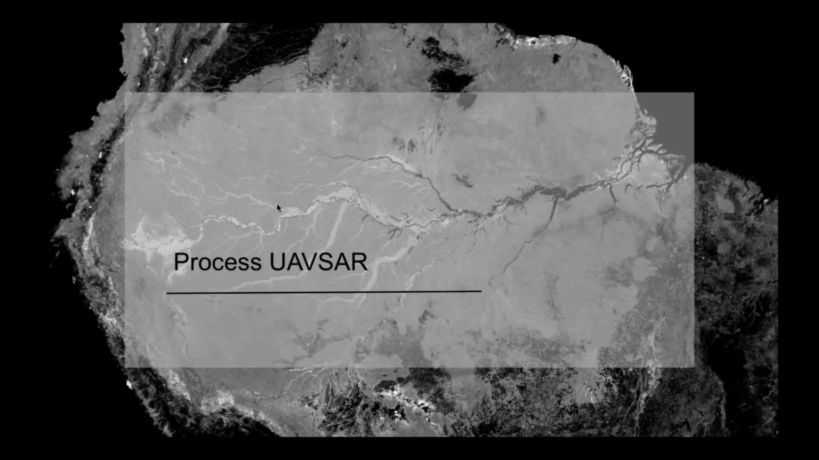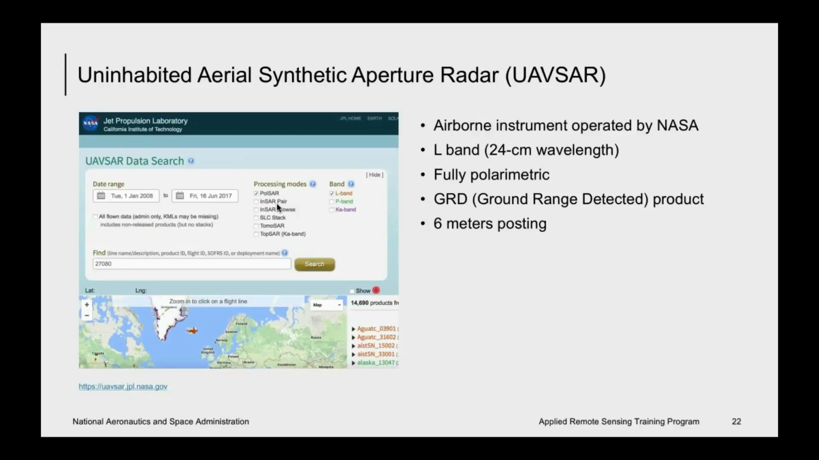The UAVSAR processing requires more work, but you also get more interesting results because you have four polarizations. Since this is new, I'm going to go into more detail with you today. So UAVSAR is the uninhabited aerial vehicle synthetic aperture radar. It's an airborne instrument, so it's a radar that's flying in the belly of an airplane. It's an L-band radar, so the wavelength is bigger than Sentinel. It's fully polarimetric, so four polarizations. And we are using the GRD product, meaning it's geocoded. It's in WGS84 projection. And the resolution is about 6 meters.